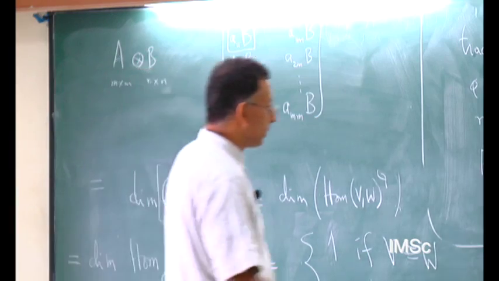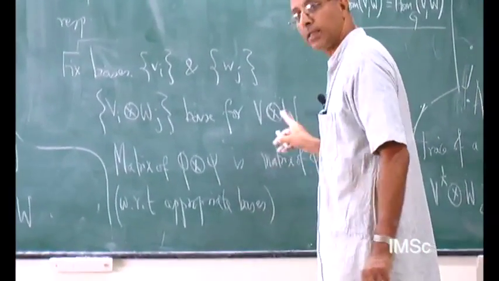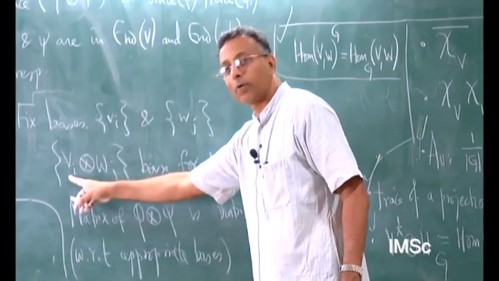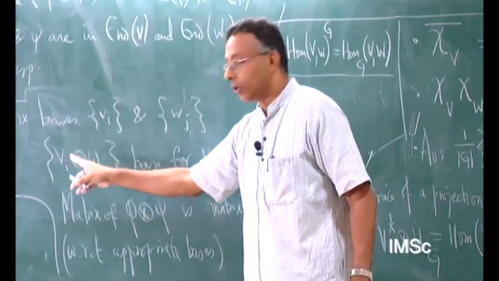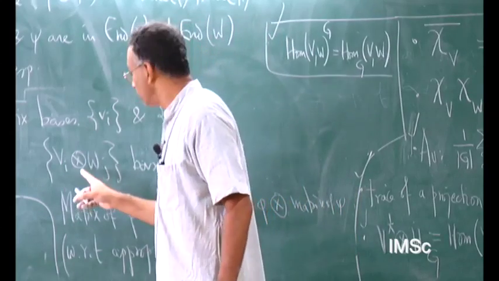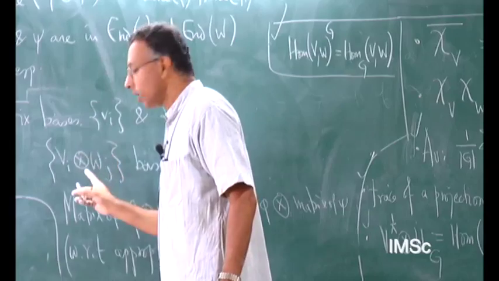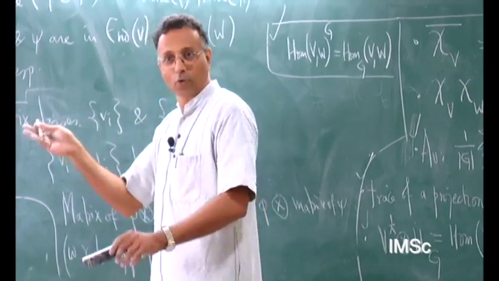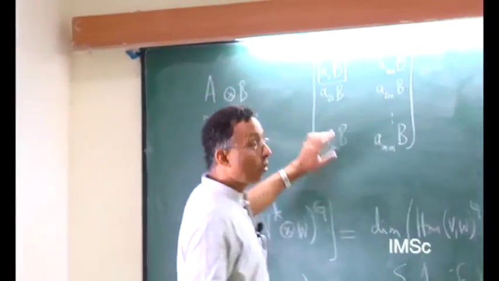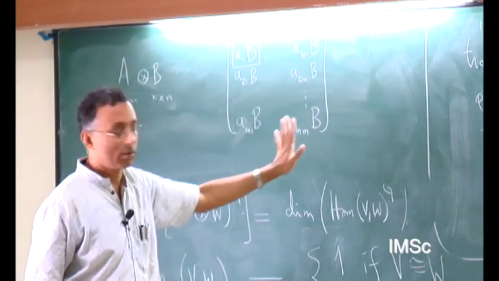So if you work out the matrix of phi tensor psi in an appropriate basis v_i tensor w_j, it's a question of ordering. There are two natural orderings: you can first keep this constant and vary this, or keep this constant and vary this. Depending on the ordering, you will get either this or the other way. You could also have written B11 A and so on.